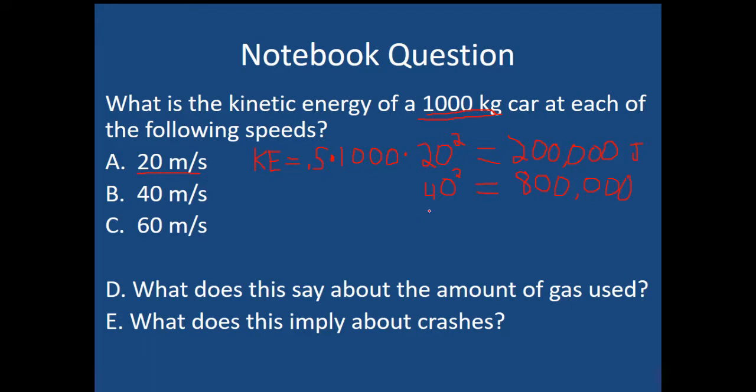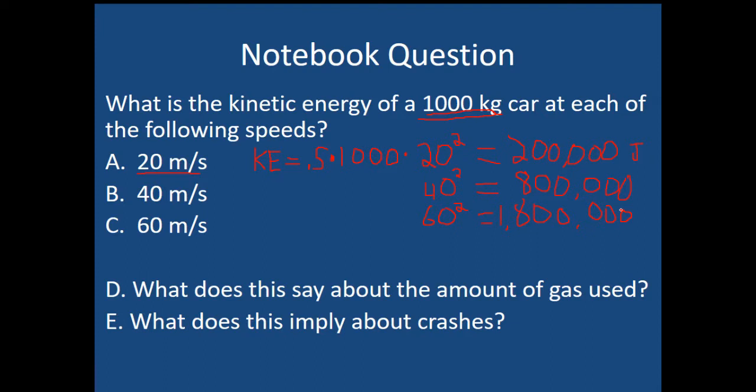Now, if we were to do the same thing at a speed of 60 meters per second, we start by squaring 60. We take 60 times 60, which gives us 3,600, times 1,000, times 0.5. That would give us 1,800,000 joules for our kinetic energy. Now, that brings us to these two questions down here, D and E.